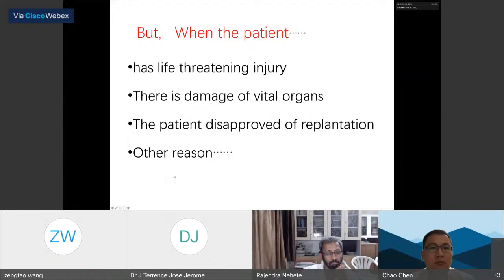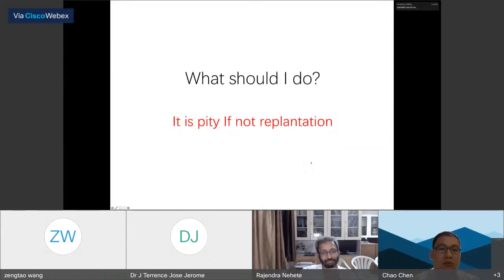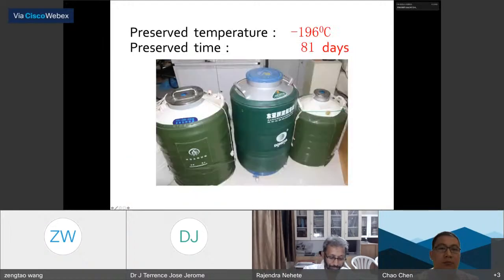For example, 17 years ago, a patient with a severed index finger. I wanted to replant the finger immediately, but the patient refused because the patient cut off his own finger. I put the finger in liquid nitrogen and preserved it for 81 days.